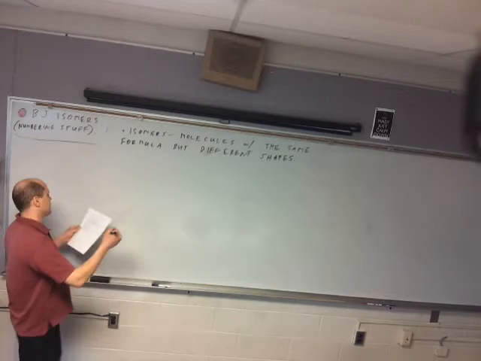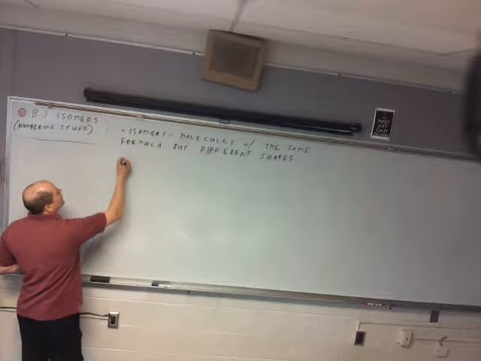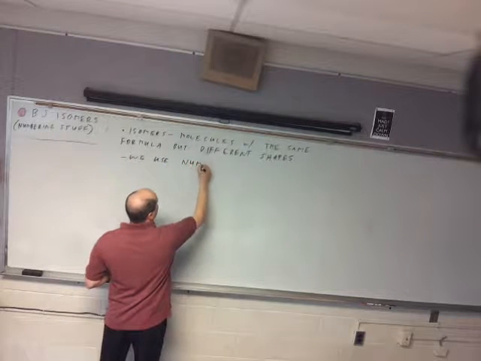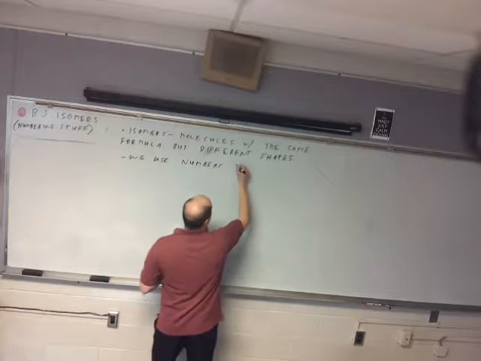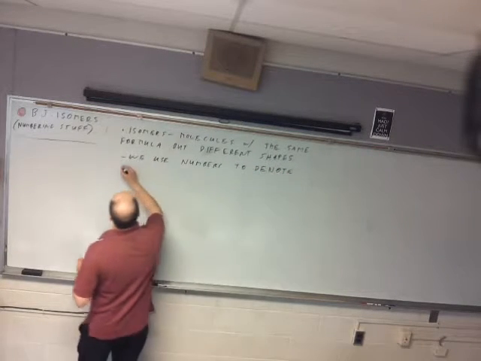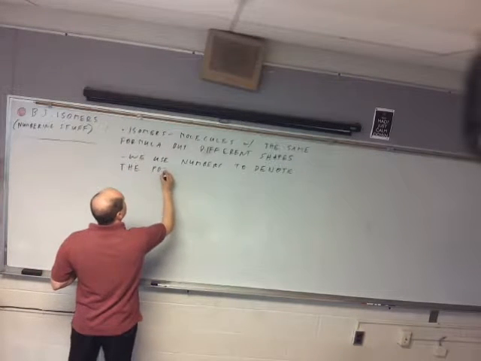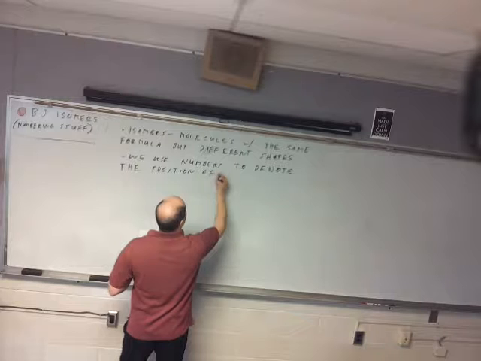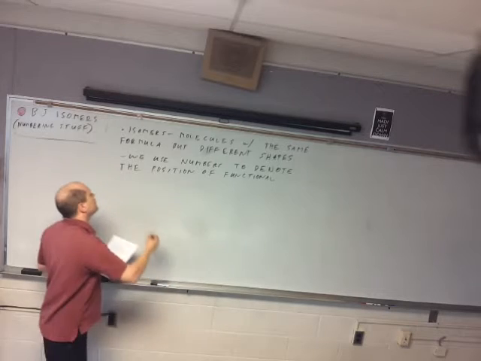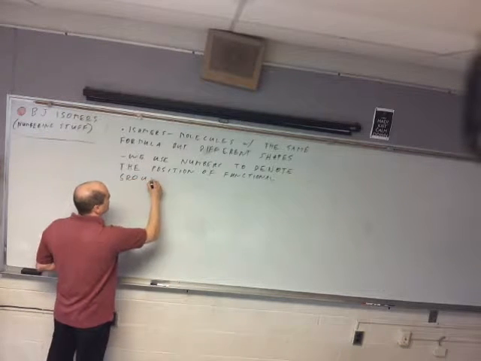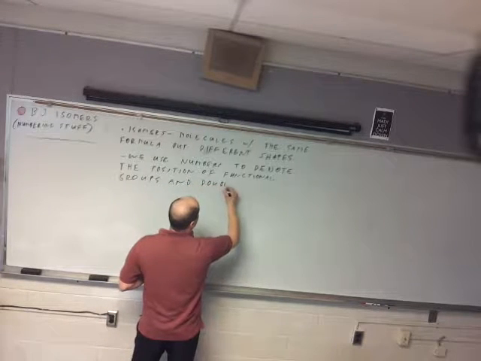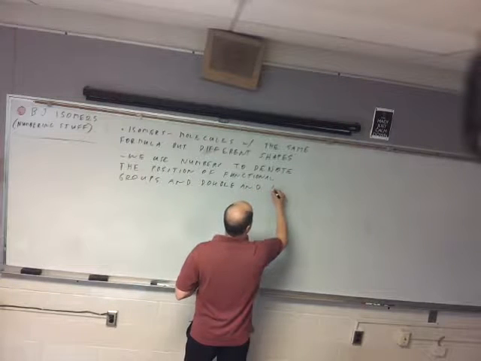And the first one, so what we do is, let's just write this in here. We use numbers to denote the position of groups. That means oxygen today. And double and triple bonds.